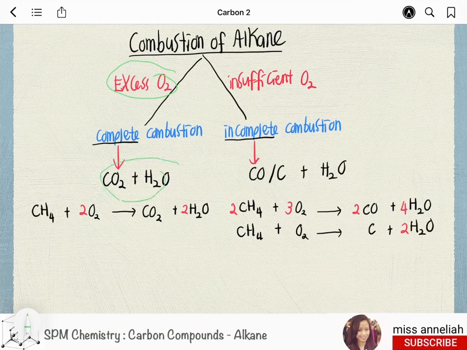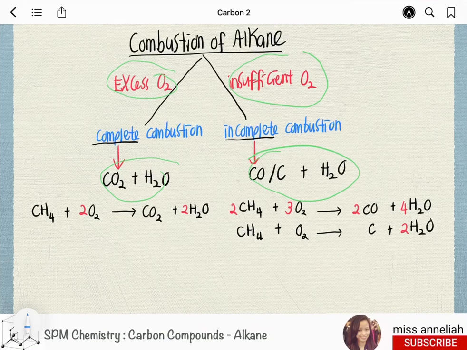However, if there is insufficient oxygen available, incomplete combustion of alkane occurs, forming carbon monoxide or carbon with water. The equation shown here is the complete and incomplete combustion of methane. We will work on another example for complete combustion of ethane and propane.